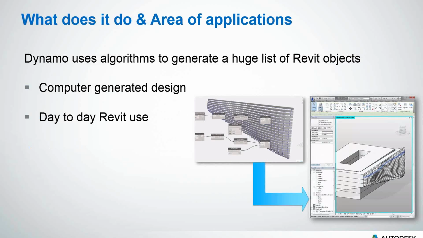So what does Dynamo do in the area of applications? Dynamo uses algorithms to generate a huge list of Revit objects. Objects can be either instances of families or shapes in the mass, as long as those objects follow the underpinning rules and logic. So Dynamo pretty much simplifies the complexity.